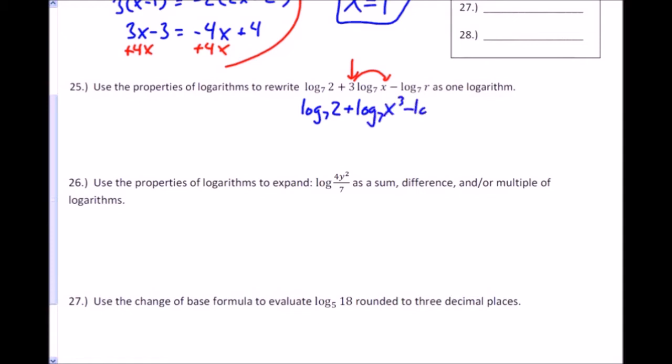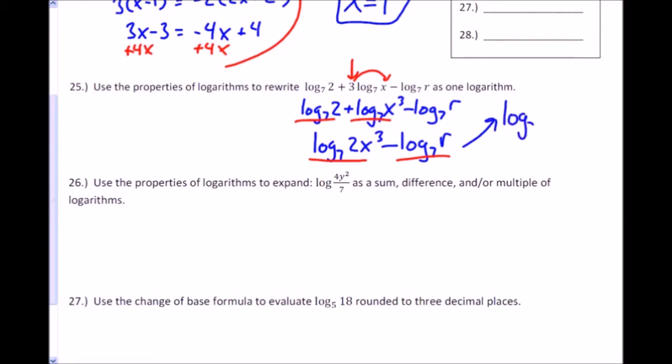third. And now two logarithms of the same base that are being added, I can rewrite as one logarithm of the two things being multiplied. So that's going to be log base 7 of 2x cubed. And now two logarithms being subtracted that have the same base, which is what I have here, I can rewrite as one logarithm of the two things being divided. So it becomes log base 7 of 2x to the third divided by r, all inside one logarithm. And that's it. That's my properties of logarithms.